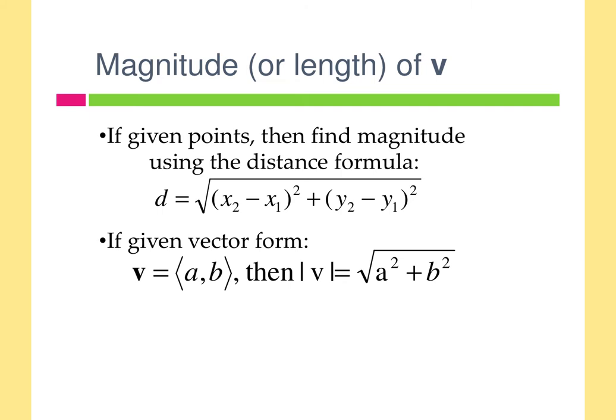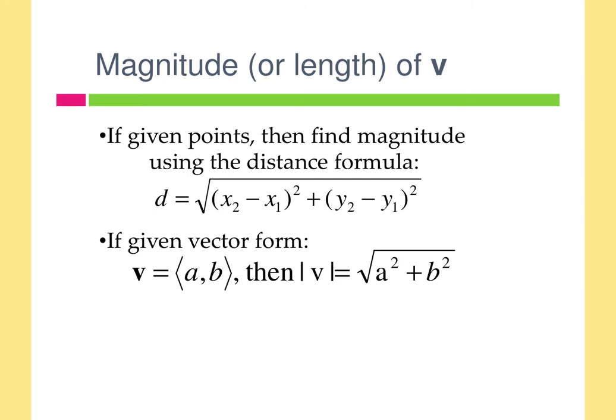The magnitude is the second thing we're going to find, and that is just the length of the vector. And to do that, we use the distance formula if we're given the initial point and the terminal point. So we know the distance formula well. Square root of x2 minus x1 squared plus y2 minus y1 squared.